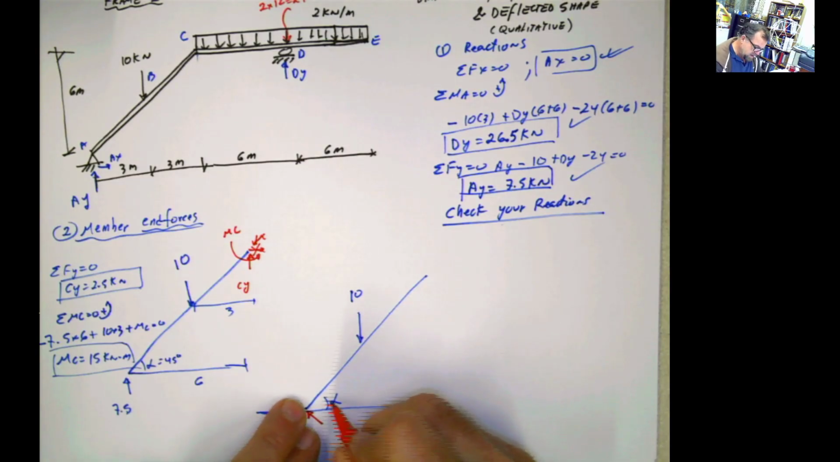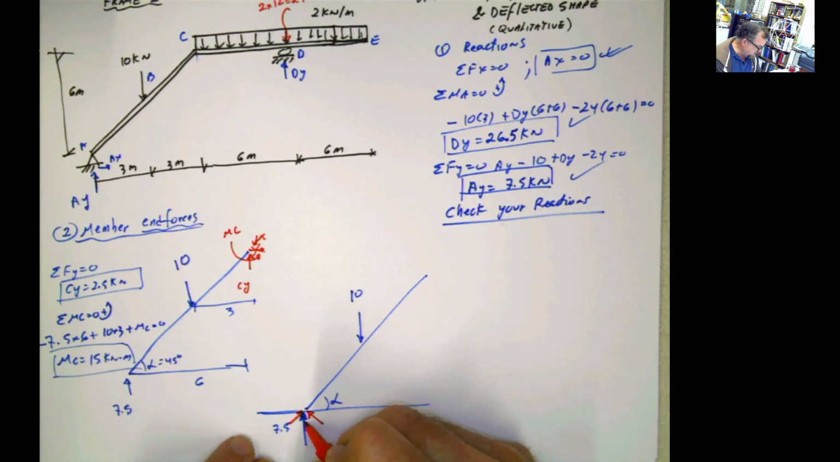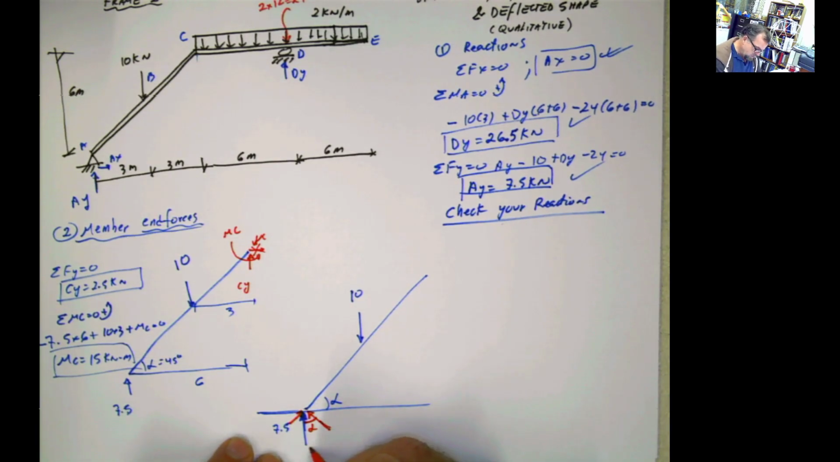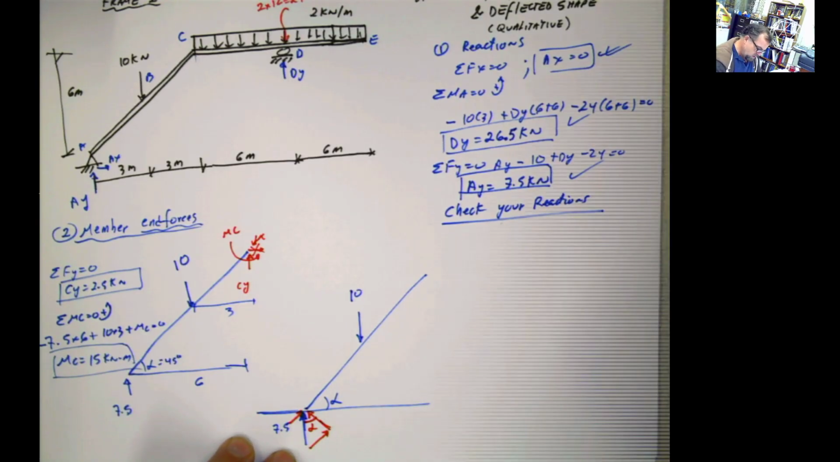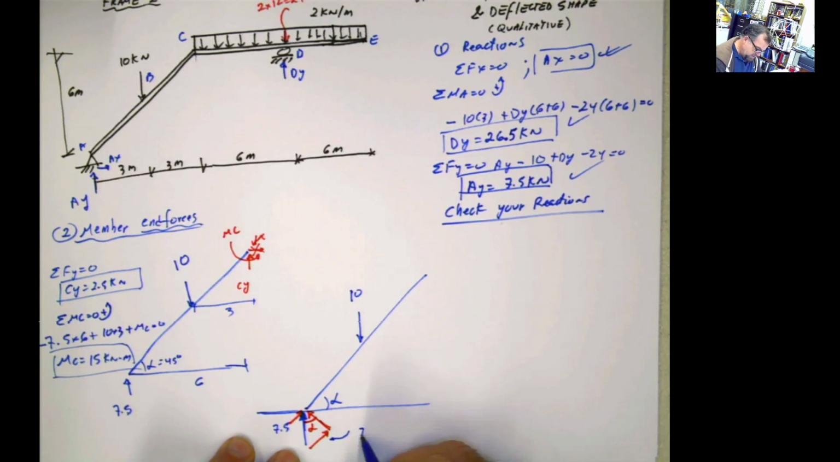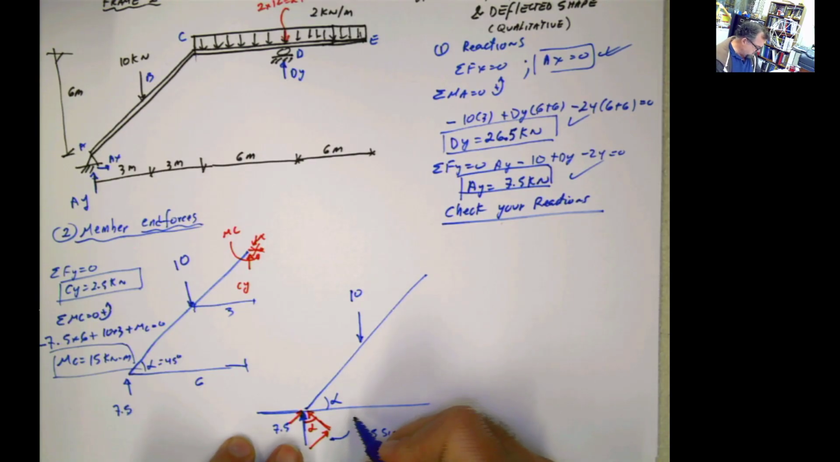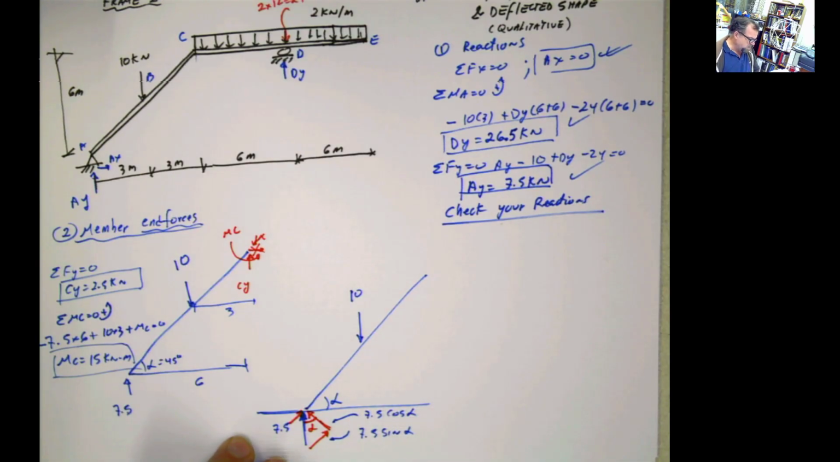If this angle is alpha, this is going to be 90 minus alpha because this is 90 degrees. That's what I'm looking for. So if this is 90 minus alpha, this angle here is alpha again. Now I can use this angle for calculating my two components. This component, horizontal component, is going to be 7.5 sine alpha, and this component here is going to be 7.5 cosine alpha. Those are the values that I will use for doing my diagram.